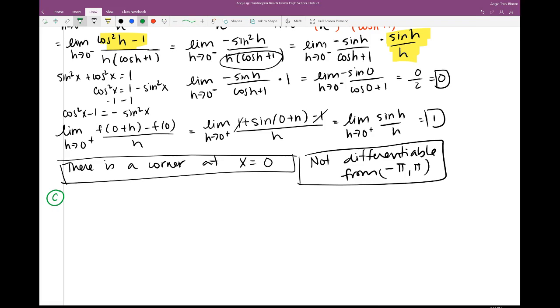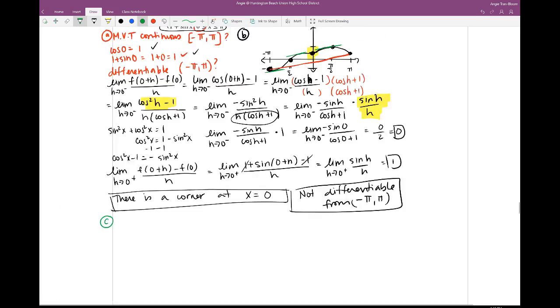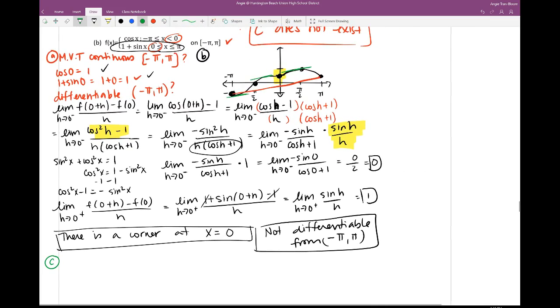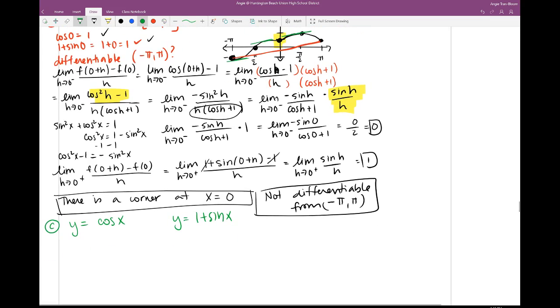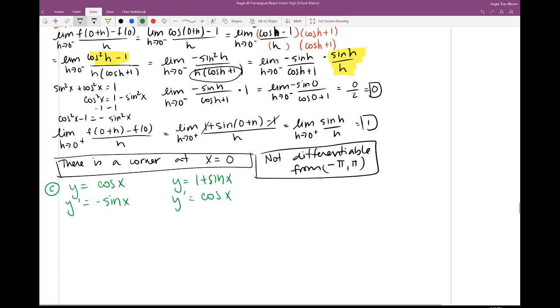So part C says find all the c values. Okay, so let's look at the graph again. So your piece y has 2 pieces. So the first piece is really y equals cosine of x. And the second piece is really y equals 1 plus sine of x, okay? I'm just going to take the derivative separately and then put it together. I hope that's okay with you. y prime equals negative sine of x for that piece. y prime equals, the derivative of 1 is 0, and the derivative of sine is going to be cosine of x. So now I can just put them together.